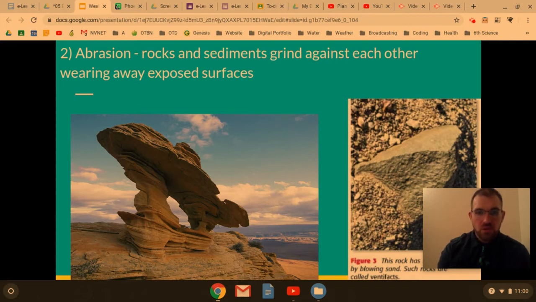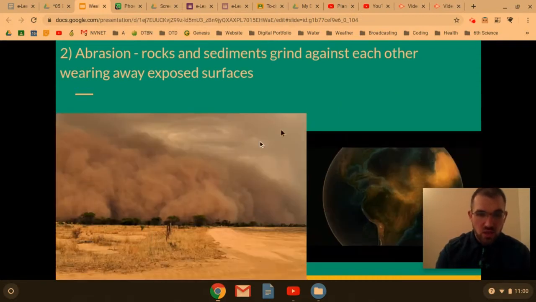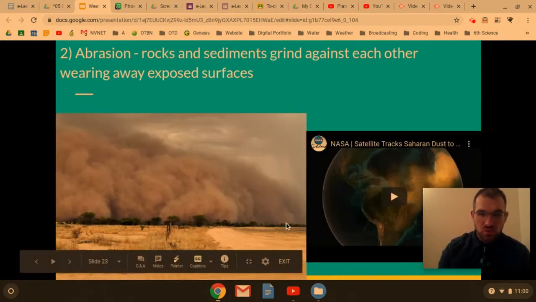All right, moving along, we're going to keep talking about abrasion. This is already a word that you wrote down. So we said that rocks and sediments grind against each other. So this is an example of wind erosion. Wind picked up the rocks and basically flooded against these to cause these. So you can see an example of a dust storm. We saw one before. We will watch this video right now.